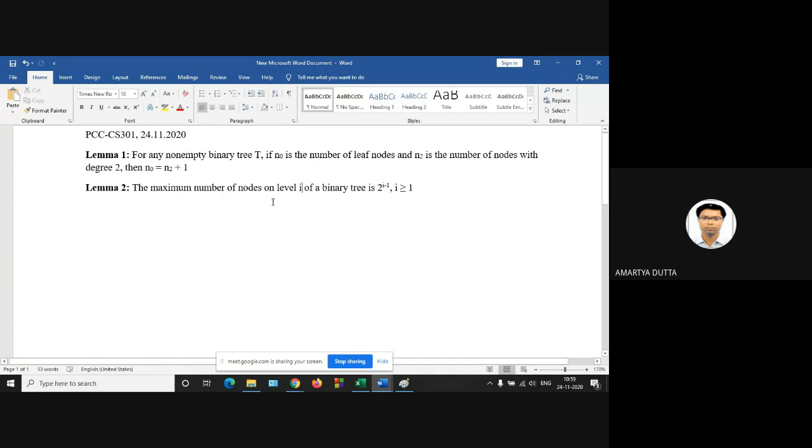Maximum number of nodes on level I in a binary tree is this. How can I prove this? Anyone? Sir, can we do something from the branch thing? Sir, can we use the branch formula here? Why not? Sure.